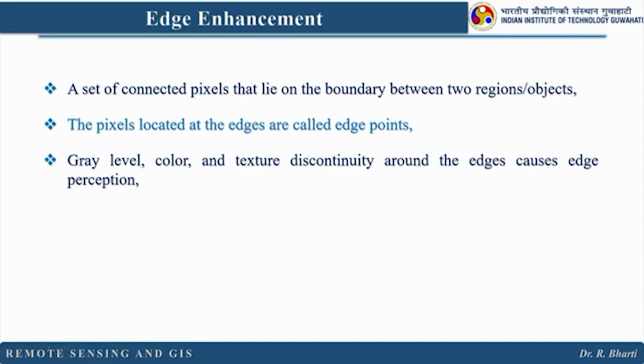Gray level, color and texture discontinuity around the edge cause edge perception. Because of the gray level changes or any color level changes, so the intensity of the color or intensity from white to black, that will give you gray levels. And texture discontinuity means that it is not continuous, right? So that will give you the perception that an edge is present in this particular portion of this image, right? Position and orientation of the edge are key properties.